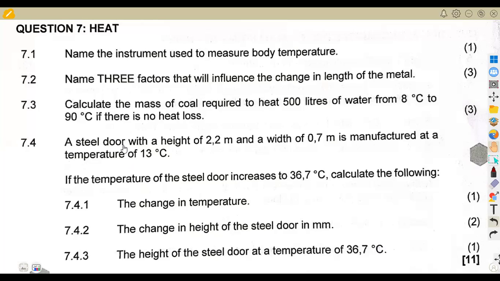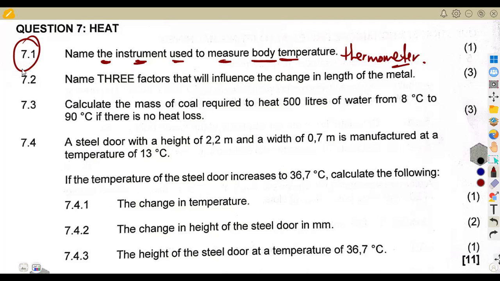We are still on our Engineering Science N2, and this is from the question paper of November 2023 exam. Question 7.1: we are asked to name the instrument used to measure body temperature. Which instrument do you use to measure your own body temperature? There we're going to use a thermometer, all right? A thermometer.